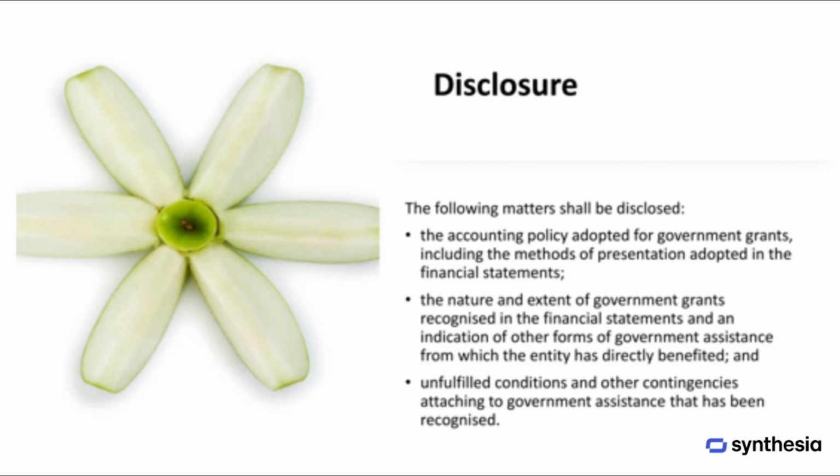When it comes to government grants, there are some key things that must be disclosed in the financial statements. First, the accounting policy the entity has adopted for government grants should be clearly explained. This includes how the grants are presented in the financial statements. Second, the nature and extent of the government grants recognized should be disclosed. Also, the entity should mention any other types of government assistance it has directly benefited from. Finally, any unfulfilled conditions or other contingencies related to the government assistance that has been recognized must be disclosed.